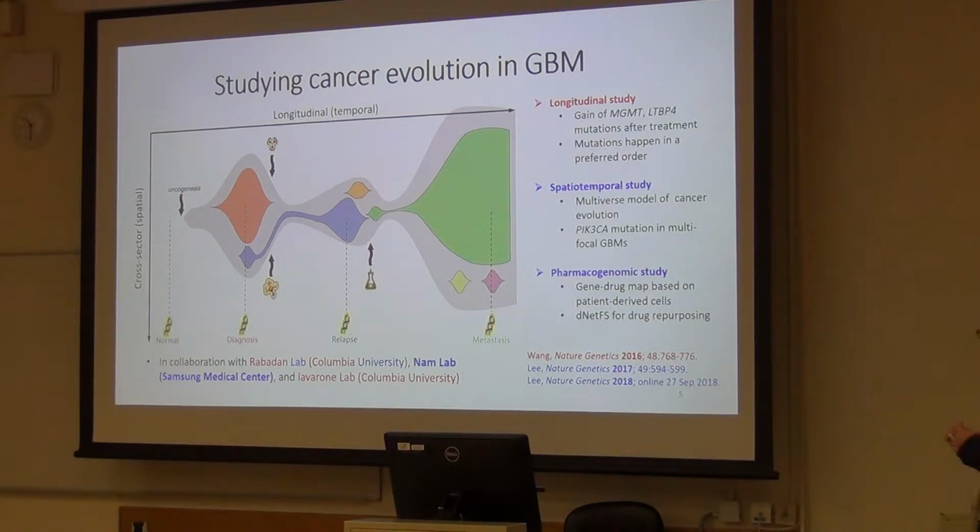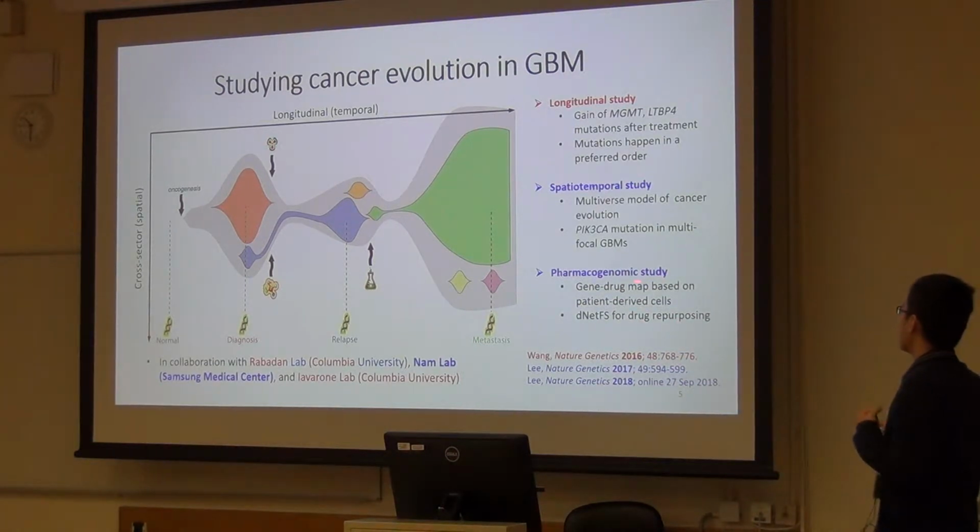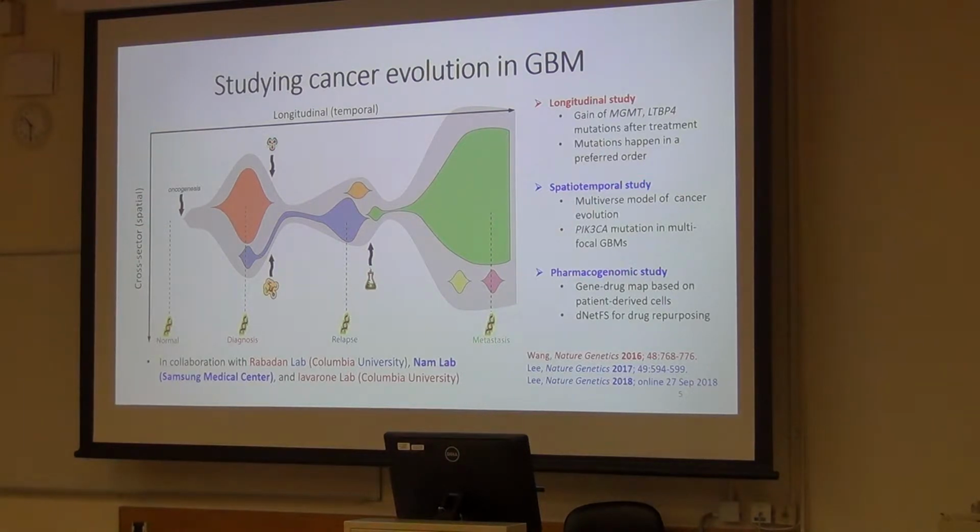So in the third study, we studied the gene drug map, indicating if we have a cancer cell and we treat the cell with different drugs, we have the outcome for this cell and this drug, right? So we have a lot of features from the drugs. We have a lot of features from the cancer cells. Then we can combine the features to predict the outcome using a mathematical model. So this is our third study, published this year.